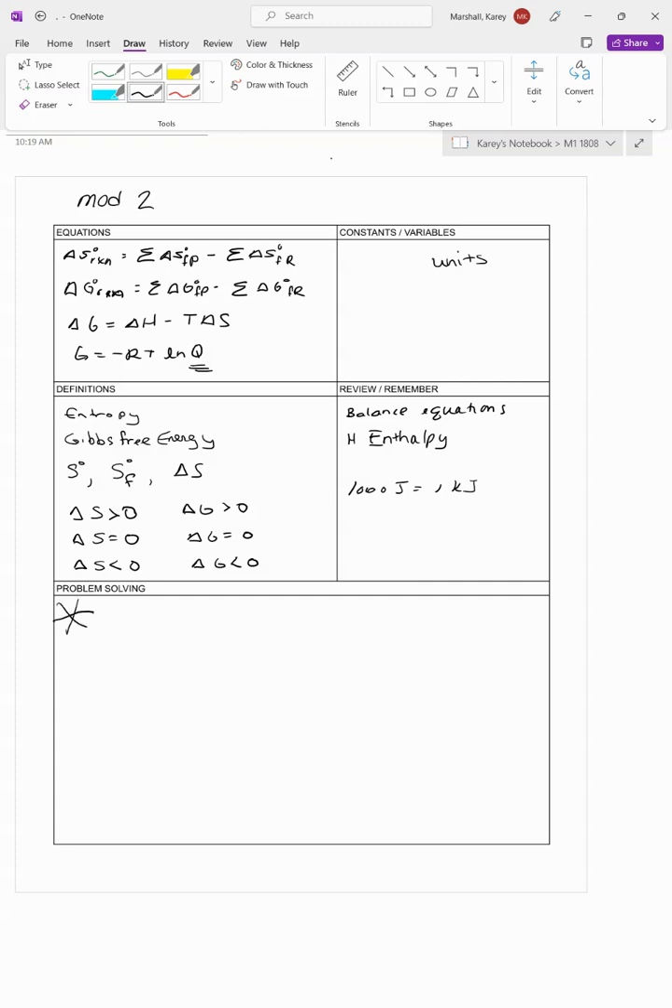Like I said, there's a lot of application. There should be a lot of problem solving for this module. Let me know if you have any questions.